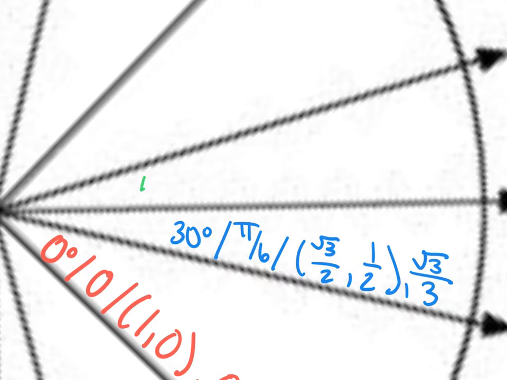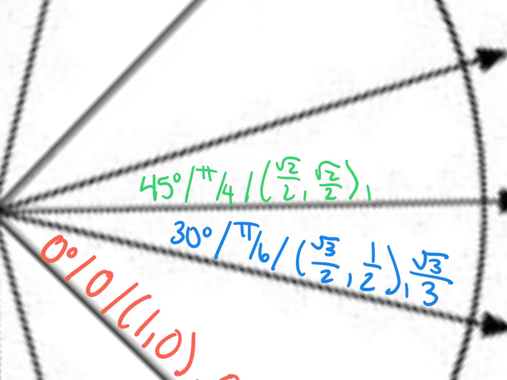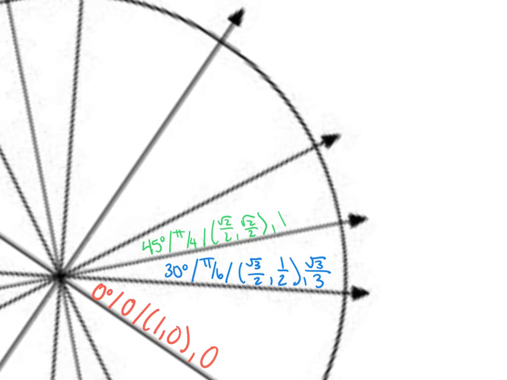This angle here is 45 degrees, with the radians being pi over 4, and the point is (radical 2 over 2, radical 2 over 2), with the tangent as 1. This angle here is 60 degrees with the radian as pi over 3, and the point is (1/2, radical 3 over 2), and the tangent is radical 3.